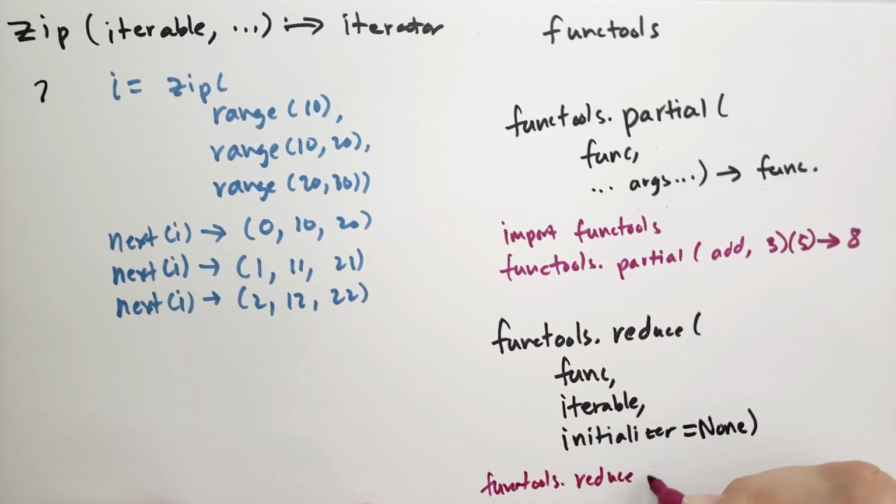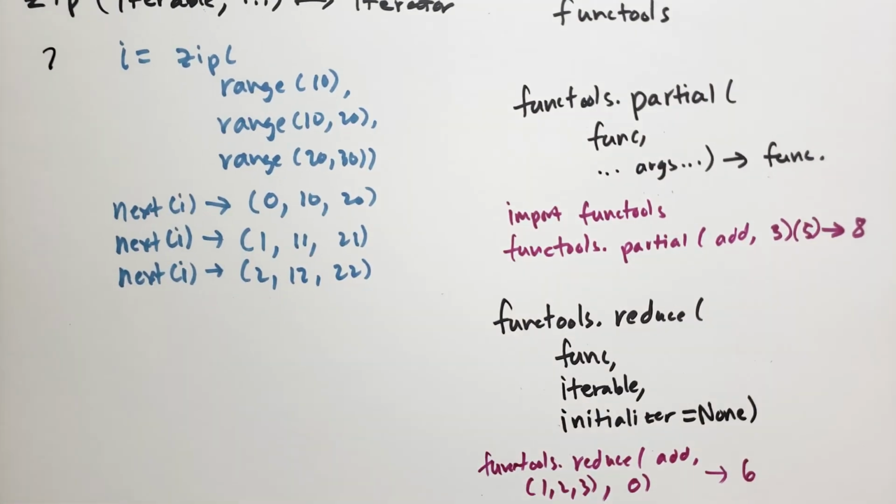functools.reduce. We're going to do an add of the series 1, 2, 3, and we're going to start with 0. Okay, so this should take 0 plus 1 plus 2 plus 3. So it adds 0 and 1, and then it adds the result of that and 2, and it adds the result of that and 3. So that should give you 6. Okay, pretty useful function.